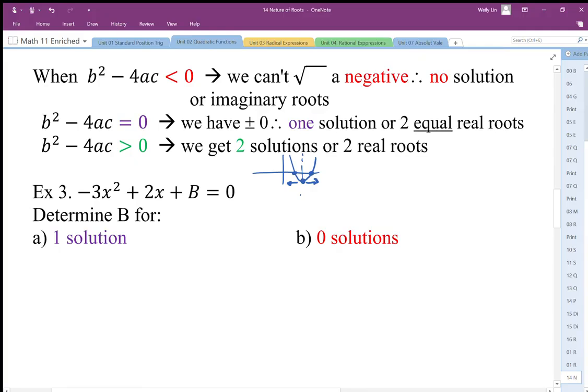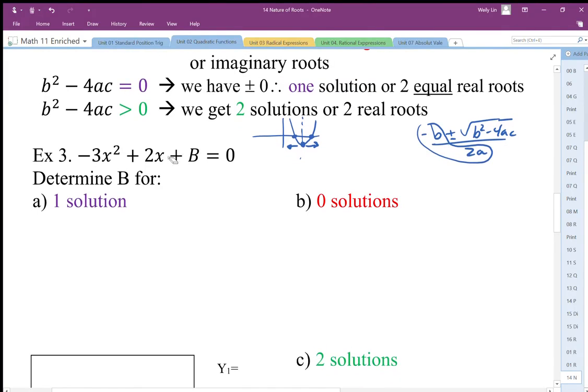So you should notice that in the quadratic formula, negative b plus minus the square root of b squared minus 4ac, the square root part represents the discriminant, but this part represents our center, and then plus minus to get the roots.